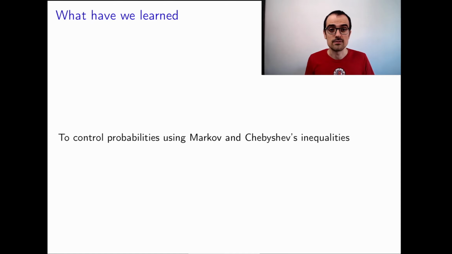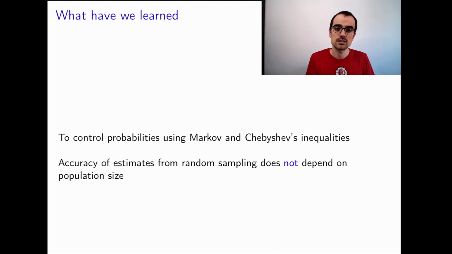What have we learned? We have learned to control probabilities using Markov and Chebyshev's inequalities. And we have learned that the accuracy of estimates from random sampling does not depend on population size. We have also learned that the law of large numbers holds in probability. The deviation of the sample mean from the true mean, when you have independent samples, also goes to 0 in probability. Thank you very much.